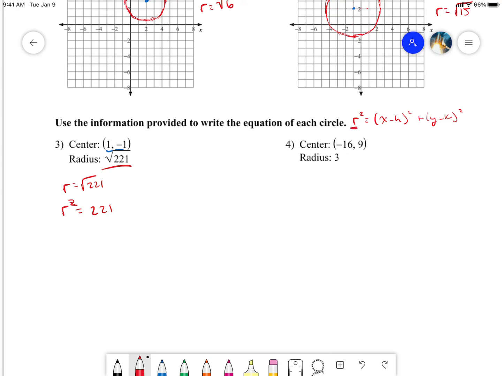Since this value is r squared, that's the whole reason we needed to find it. So I know r squared is 221, so I can go 221 is equal to (x, and then my h is +1, so it's x minus 1) squared plus (y, and then my k is -1, so it would be y minus -1) squared. And it's just that simple. That's the equation of my circle.